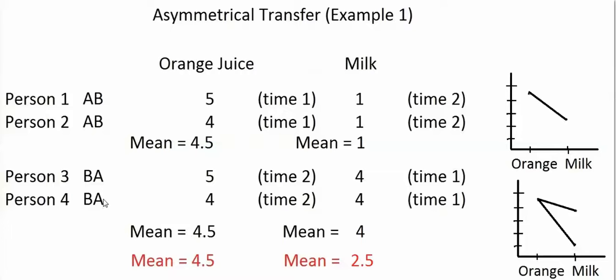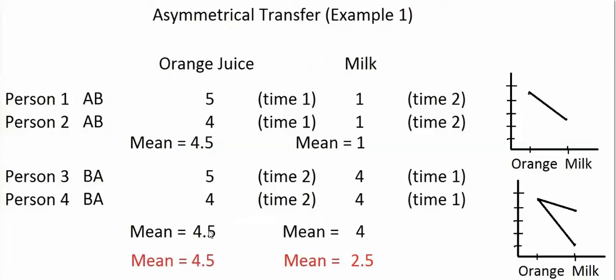These two people were assigned to the BA order, tasted milk at time 1. And when they tasted milk at time 1, it tasted pretty good because they hadn't had orange juice first. That's why this average is pretty high. And these two people tasted orange juice at time 2, and they rated orange juice pretty high also because orange juice doesn't taste bad if you had milk first. That's why this average is also pretty high.